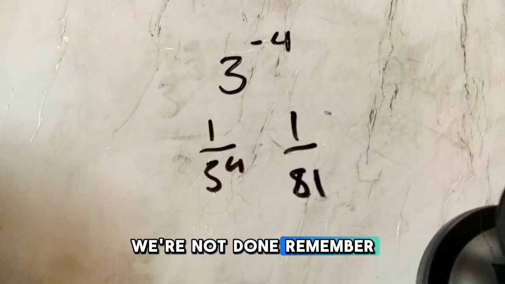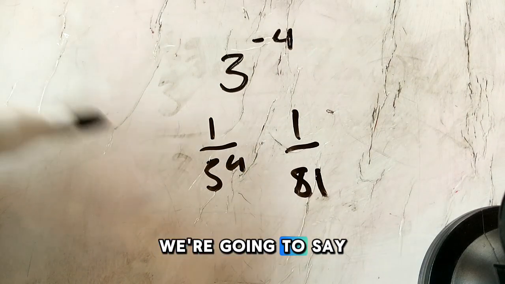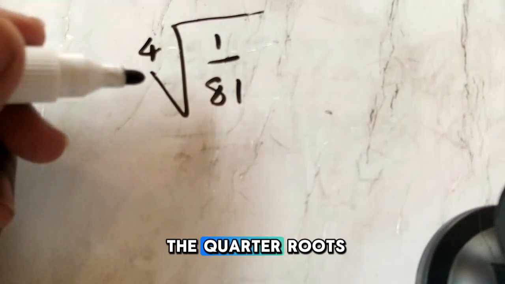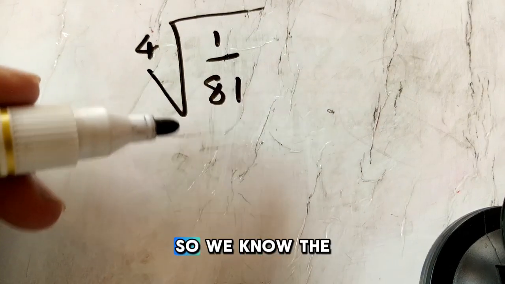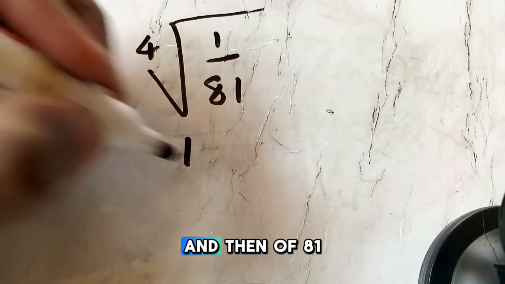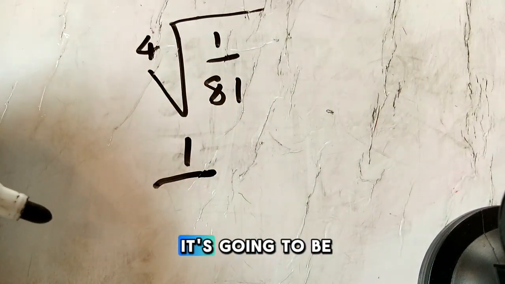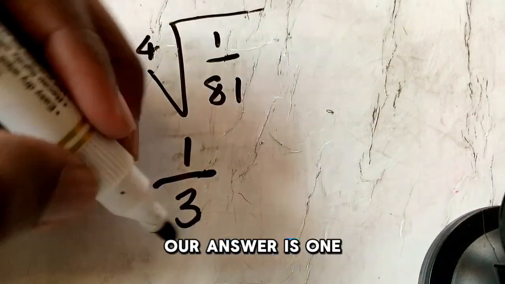We're not done. Remember, I said do not forget the root. So we're going to say the fourth root, or quadruple root, whatever you want to call it, of 1 over 81. We know the fourth root of 1 is 1, and the fourth root of 81 is 3. So our answer is 1 over 3.